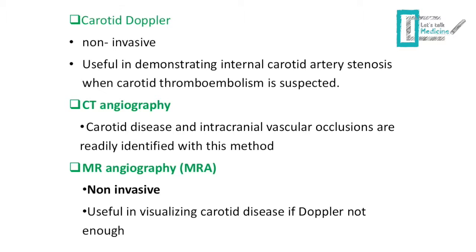Because CT angiography is invasive, people are moving towards the second kind of angiography, MR angiography. It can be done with contrast or without contrast. It is usually non-invasive, and it can show you carotid disease if Doppler was not enough. So if you do Doppler for the carotids of a patient and you cannot see anything, you can use this method. This method can also show you arteriovenous malformations and aneurysms.